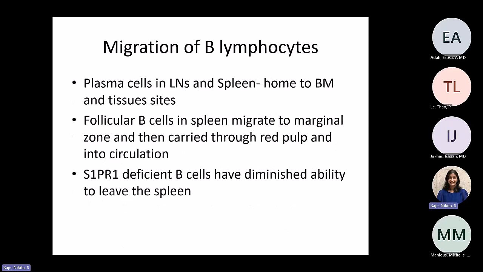Plasma cells in lymph nodes and spleen home to bone marrow and tissue sites. So they move from one place to another. And then follicular B cells in the spleen will migrate to the marginal zone and then are carried through the red pulp and into the circulation. S1P1 deficient B cells have diminished ability to leave the spleen. So again, same kind of interaction and S1P gradient for B cells as well.